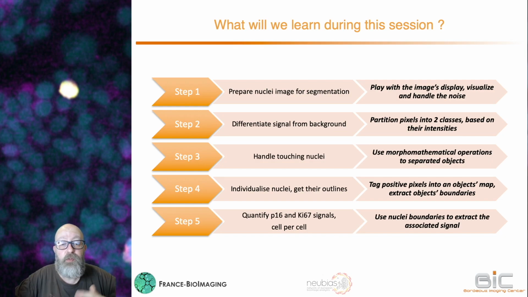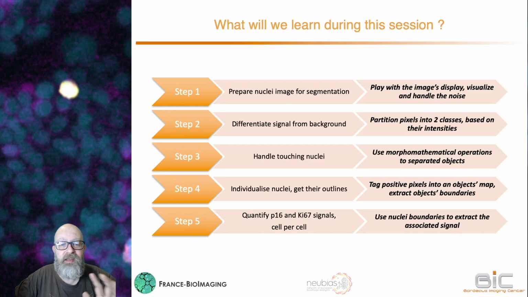To do this, we will go through several steps, five steps in fact. We will prepare the nuclei for image segmentation and play with the image display, and learn how to visualize and handle things that will corrupt the image, like, for instance, the noise. We will then try to classify the pixels into two different populations, the one constitutive of the signal and the one constitutive of the background. So we will partition those intensities into two classes.